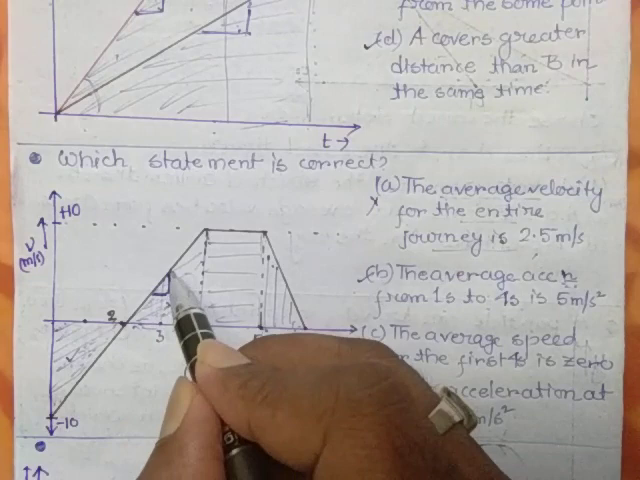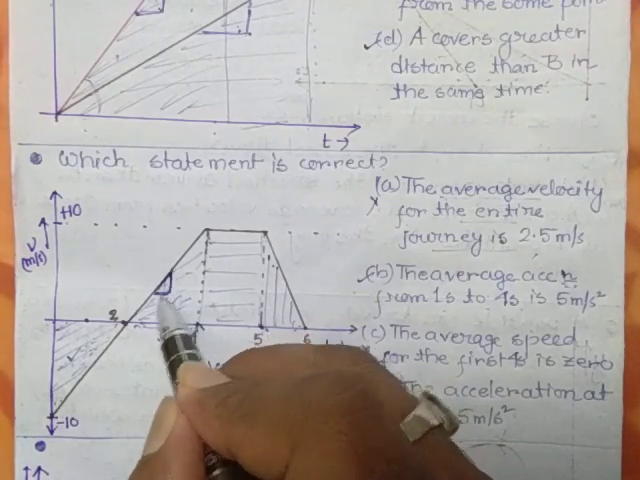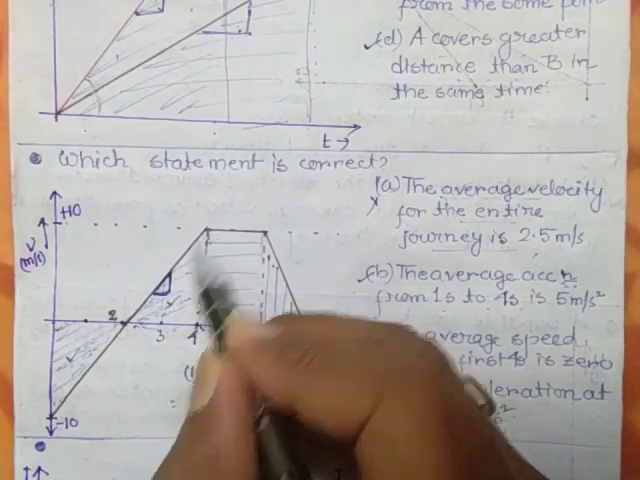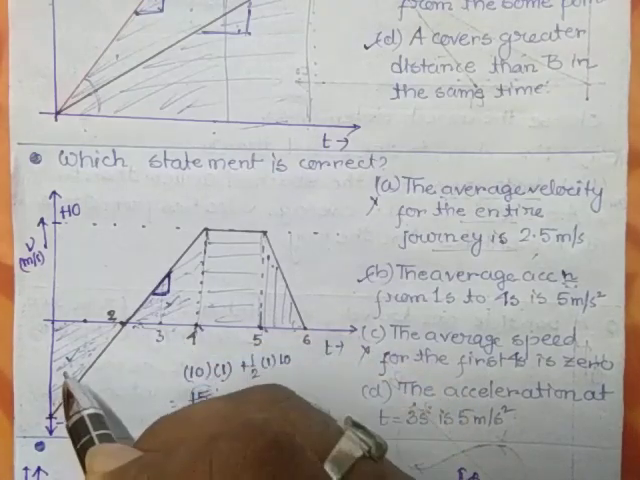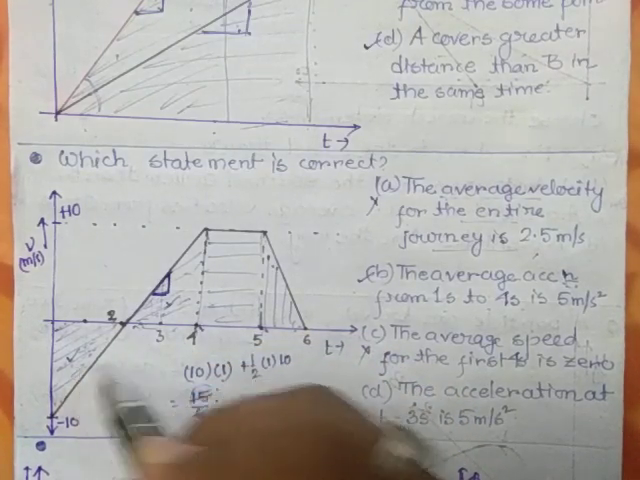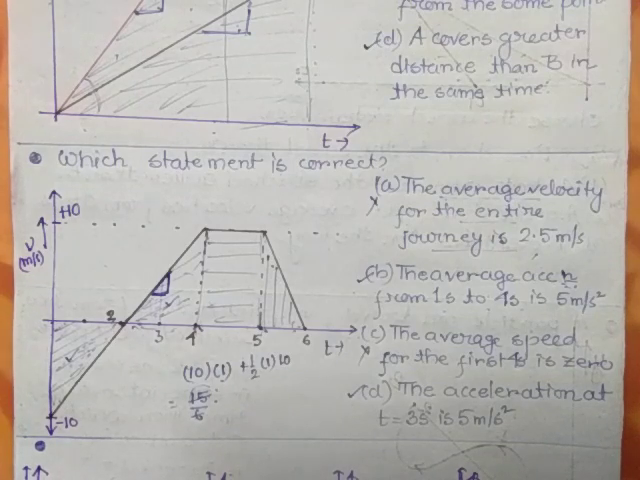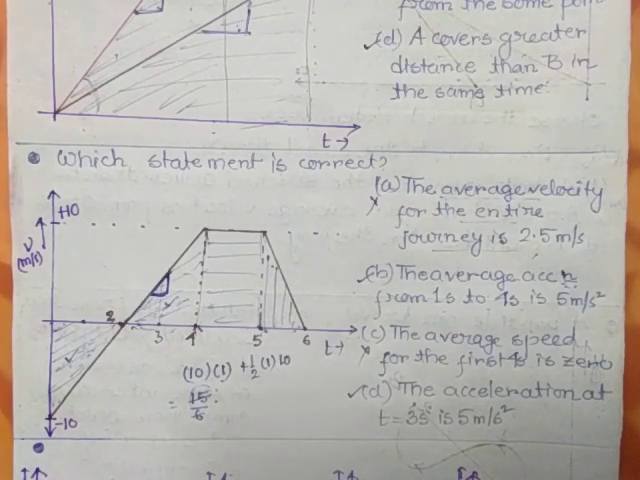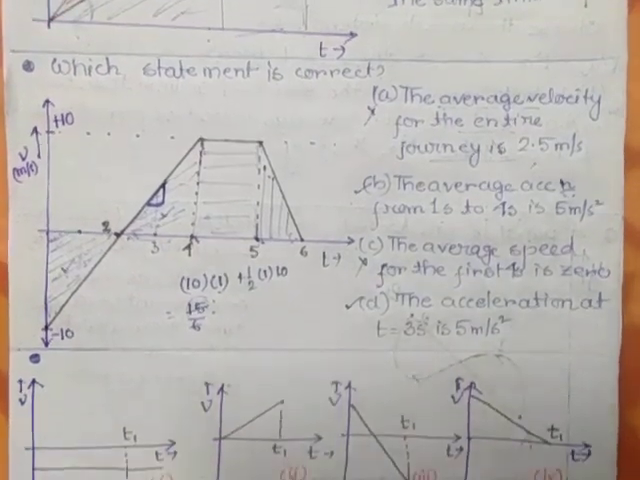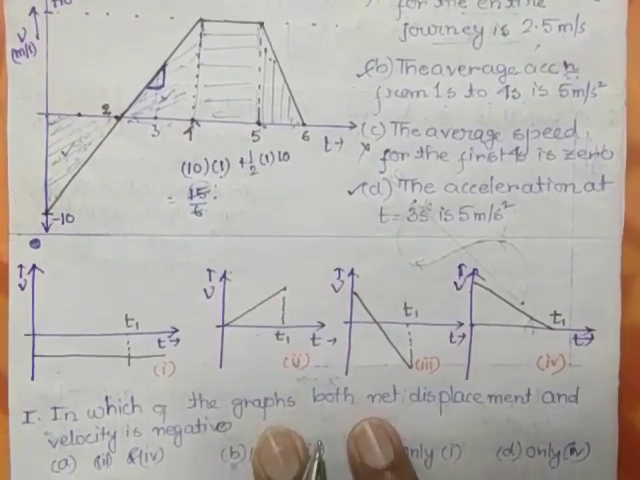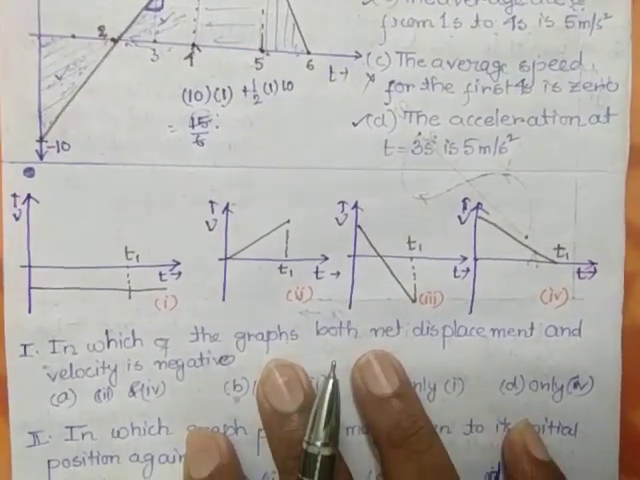But this slope is not changed over this. So the average acceleration is equal to the instantaneous acceleration. So obviously option D is also correct. It is a multiple correct answer question, and here we are obtaining multiple correct answers. Next question.